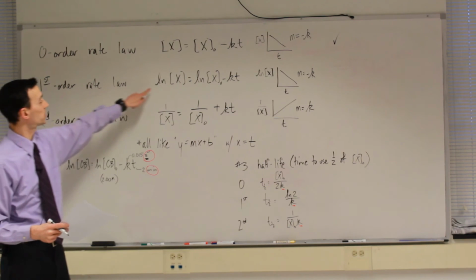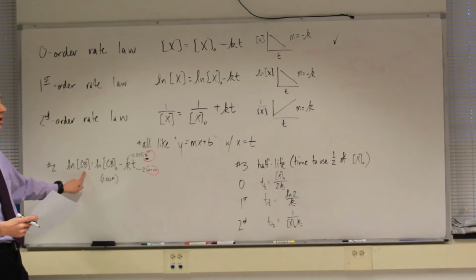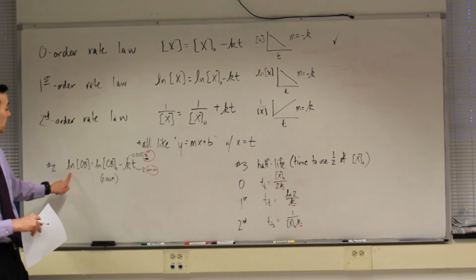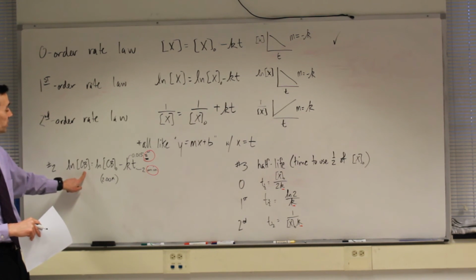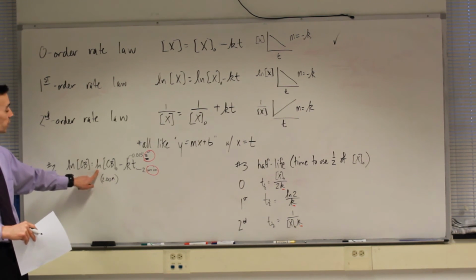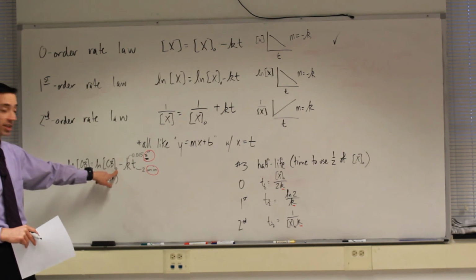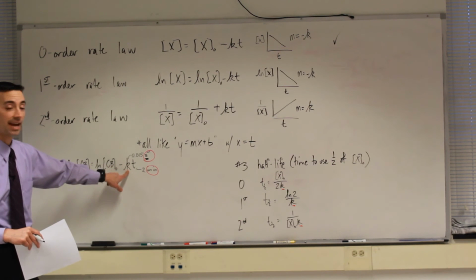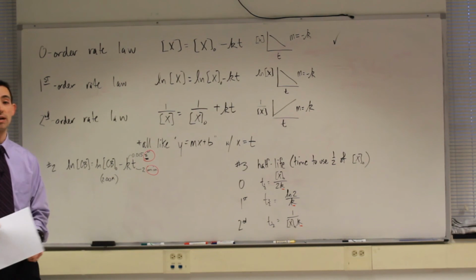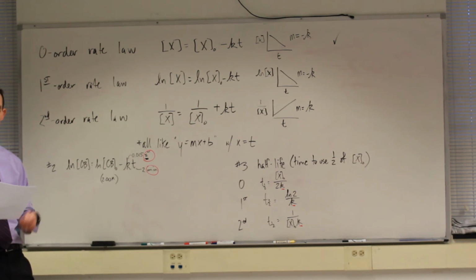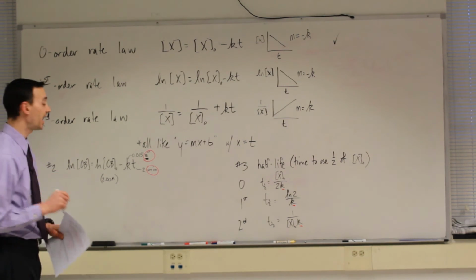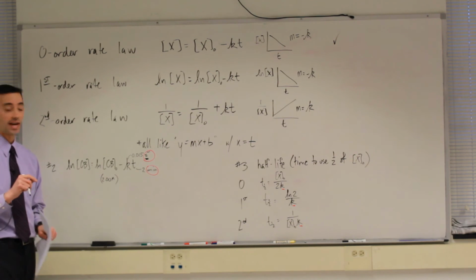So since it's first order, the natural logarithm of the cyclobutane concentration equals the natural logarithm of the initial concentration, that's what these little zeros always mean, minus k, the rate constant, multiplied by the amount of time. So we'd like to figure out how much cyclobutane is left after 2 minutes of reaction.